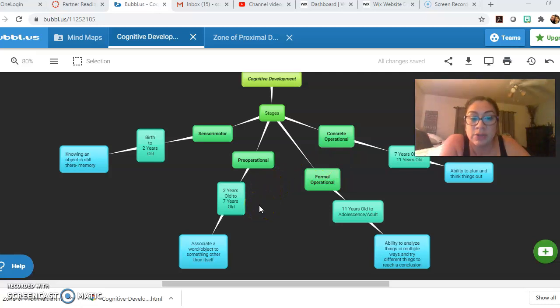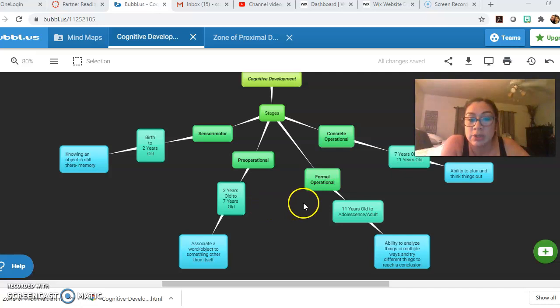This is from the age of 2 to 7. So we're dealing with toddler through early elementary age. Children at this age are able to associate a word or object to something other than itself. So they're able to relate and maybe give a name for something that's in that same scheme of things to another object.